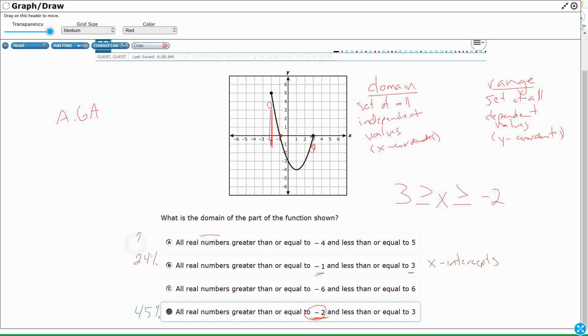You also had 23% of our students choose A, and hopefully you can see that that's the common misconception. That's the range. So this basic idea of what is the domain, what is the range.